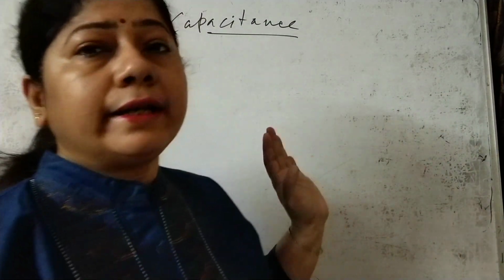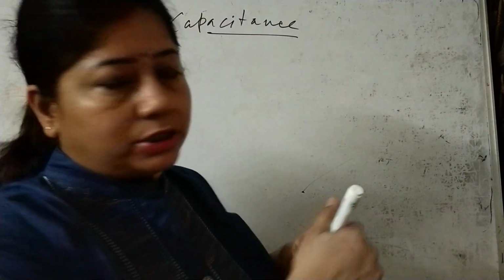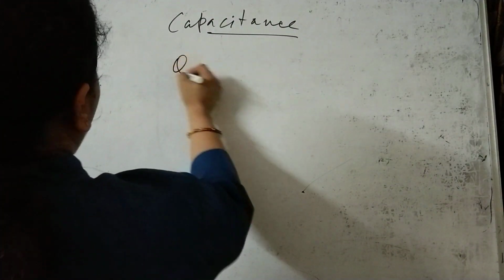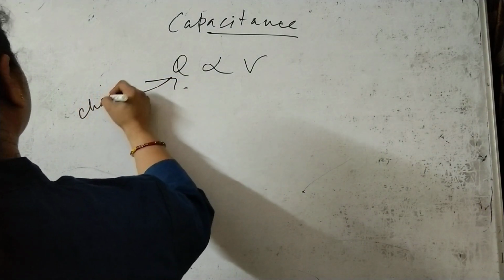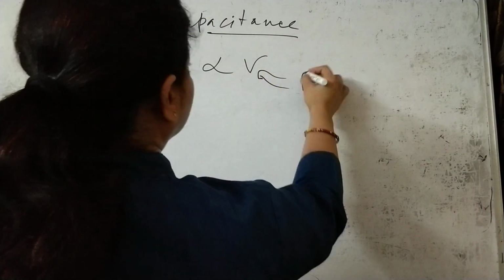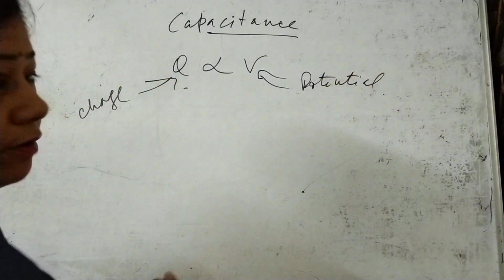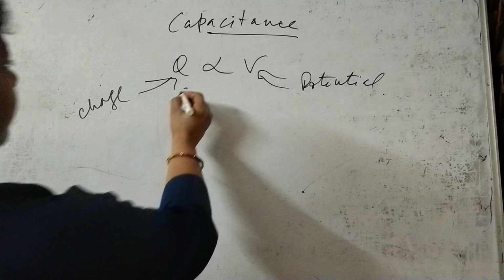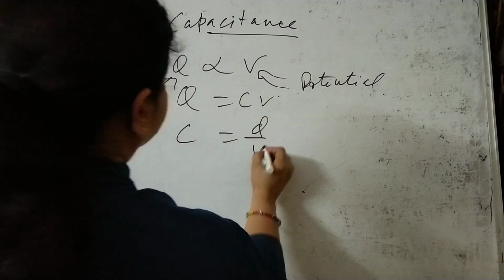It has been seen that two things are very important for C to come out: the charge and the potential. Q is directly proportional to V, where Q is the charge. The more potential difference you have, the more charge you have. So we find that Q equals CV, or C equals Q by V.